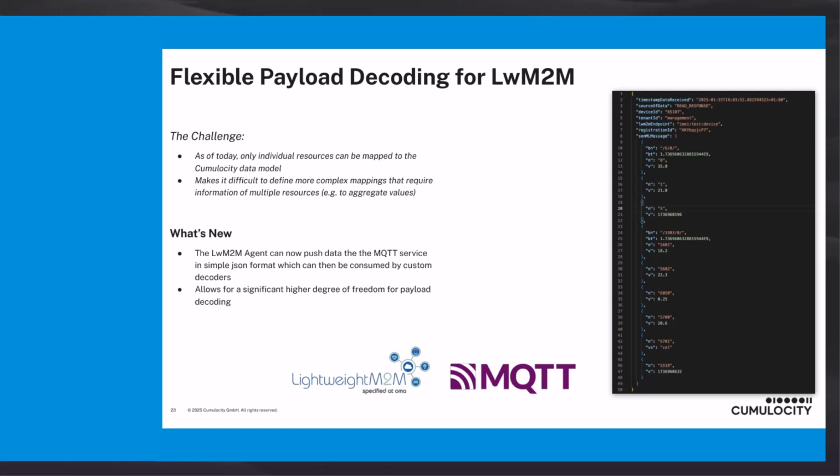So going forward, we will leverage the MQTT service, which is currently in preview, which will also be covered by Jane later on. We're basically dropping the payload that is collected by the Lightweight M2M agent on top of the MQTT service, which allows you to fetch this data using a custom decoder microservice, and that gives you complete freedom of how you want to deal with and decode that payload. So you can handle that any way you want.